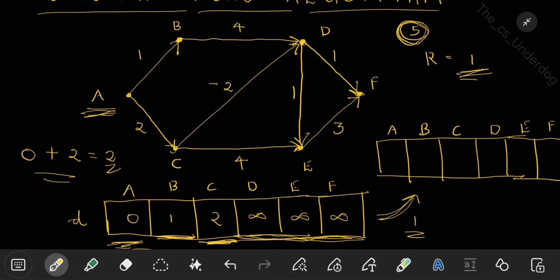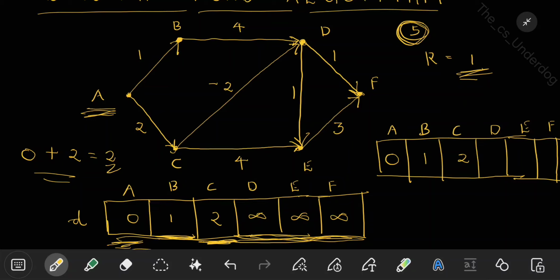When I do second relaxation, what happens? I will take this as my reference. I'm going to relax all the edges again. Distance to A is 0 only. I'm going to relax AB. What happens when I'm relaxing AB? Distance to A is 0 plus distance to B is 1. So distance to B will remain as 1. Next I'm relaxing AC. Distance to A is 0 plus 2 will remain 2. So distance to C is 2.